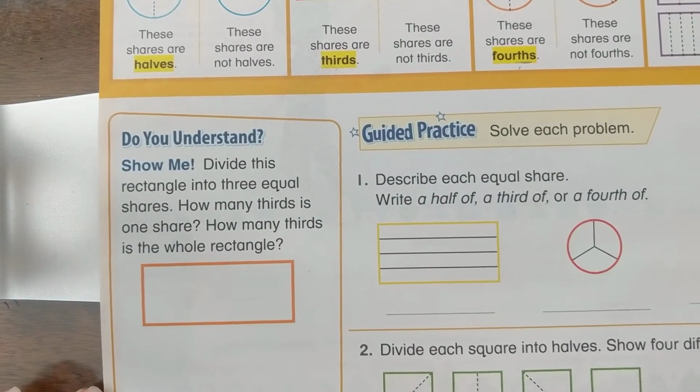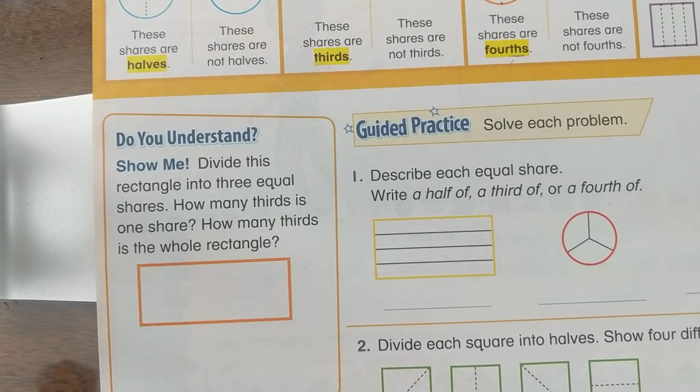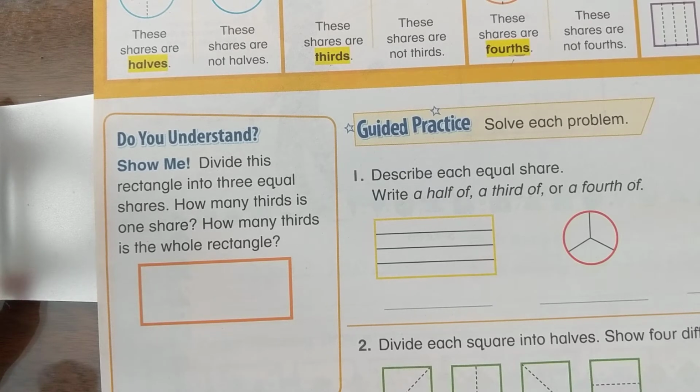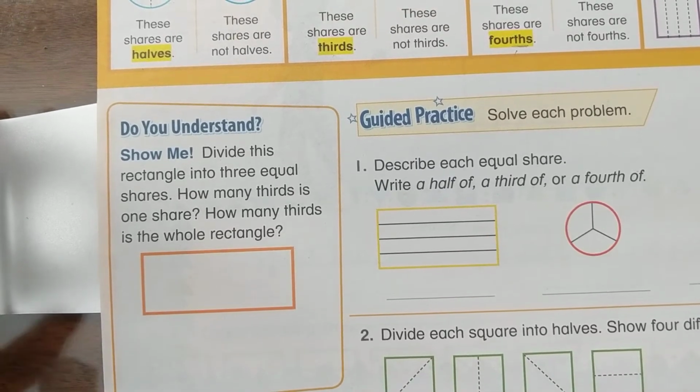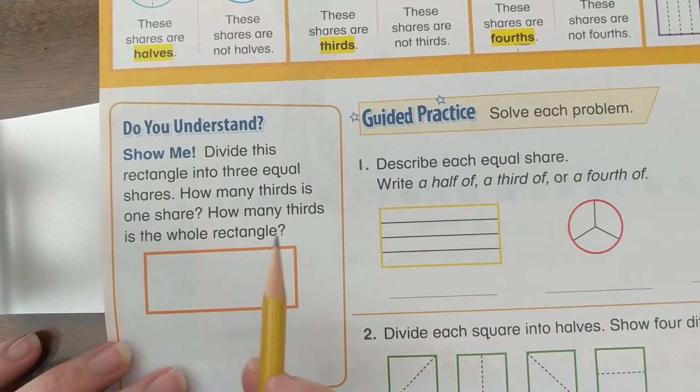Divide this rectangle into 3 equal shares. How many thirds is 1 square? How many thirds is the whole rectangle? So we have a couple choices on how to divide this into 3 equal shares. You can do rows side to side, or we could do columns up and down for the number 3.